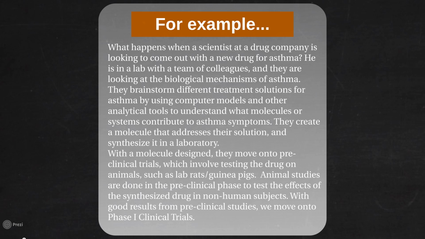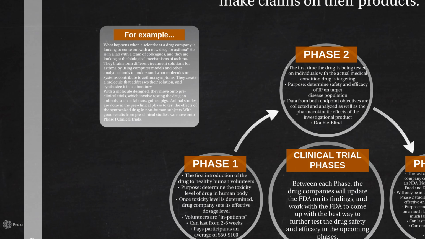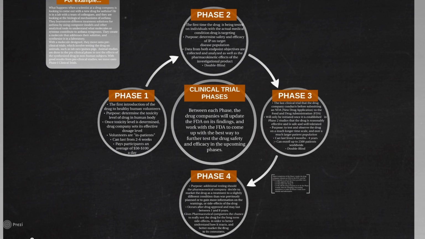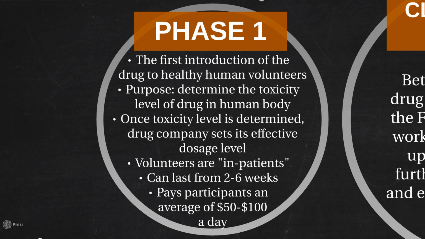With a molecule design, they move on to preclinical trials, which involve testing the drug on animals, such as lab rats and guinea pigs. These are animal studies, and we're going to continue using this asthma study as an example. From preclinical trials, which are done on animals, we move to phase 1 clinical trials, which are first in human studies. So let's get right into phase 1 studies.